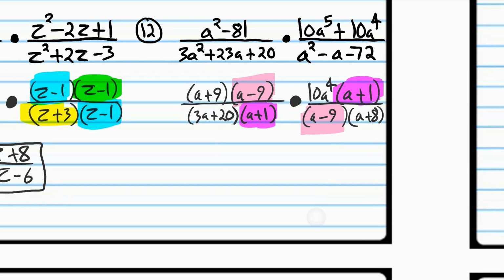So now we just combine A plus 9 times 10A to the fourth, and it's common to put the GCF on the left side, but you can put it on the right side if you want. And then we have the denominator. So if you got that answer, good job.